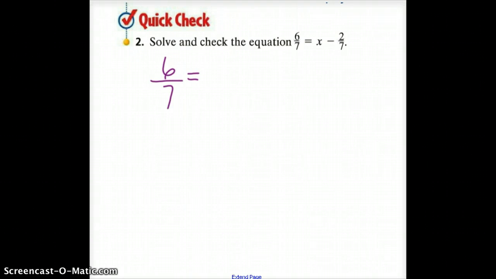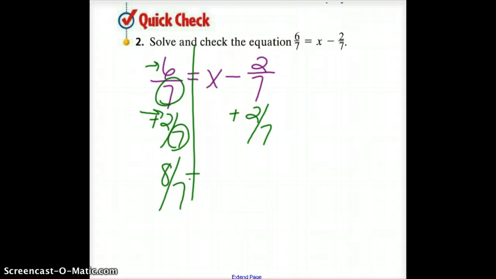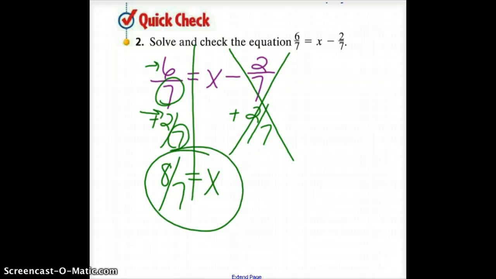All right, one more example for you to watch. 6/7 equals x minus 2/7. Right now, I want x by itself. I'm going to undo that subtraction by adding 2/7, adding 2/7. Luckily, I have the same denominator. This is a quick problem. 6 plus 2 is 8/7 equals my x, because this canceled out on that side. x equals 8/7. Again, a mixed number would work as well.